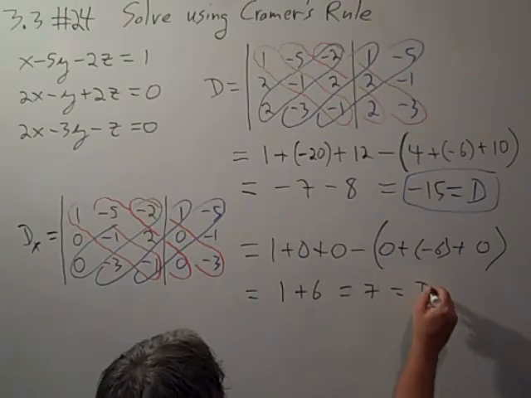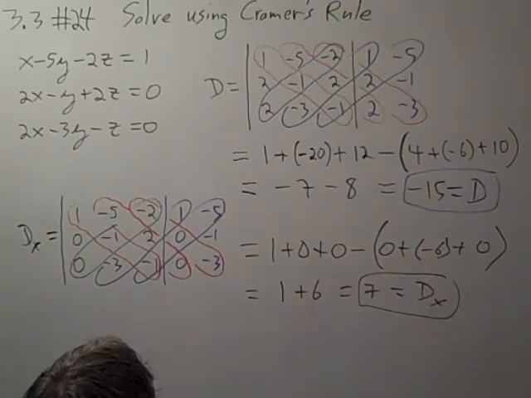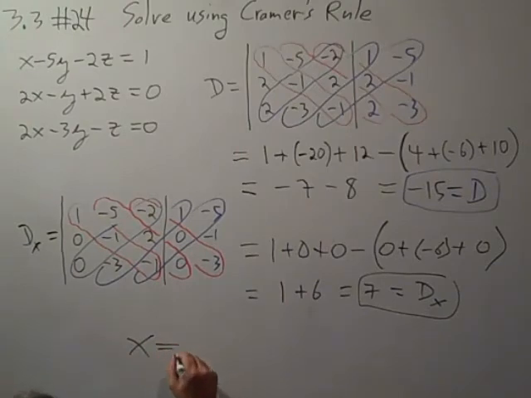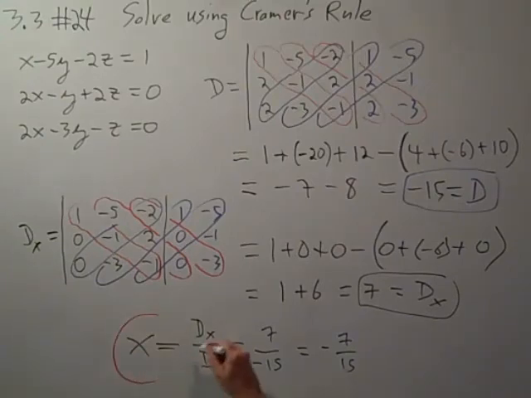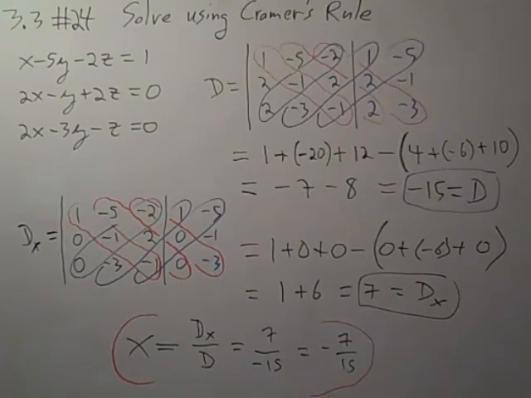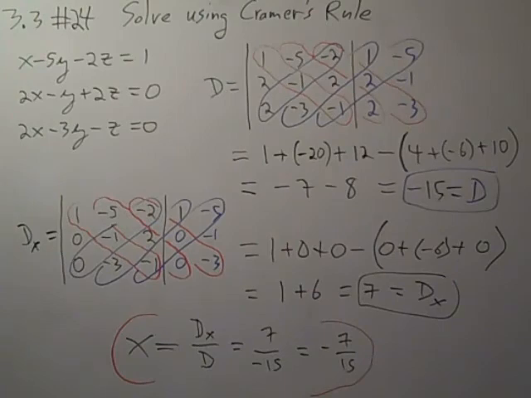Now that we know that d sub x is equal to 7 and d is equal to negative 15, we know that x, we've solved for x already, we know that x is equal to d sub x divided by d. So in this case that's 7 divided by negative 15, or negative 7/15. So we found our solution for x, but we still need to find y and z. So let's go after y next.